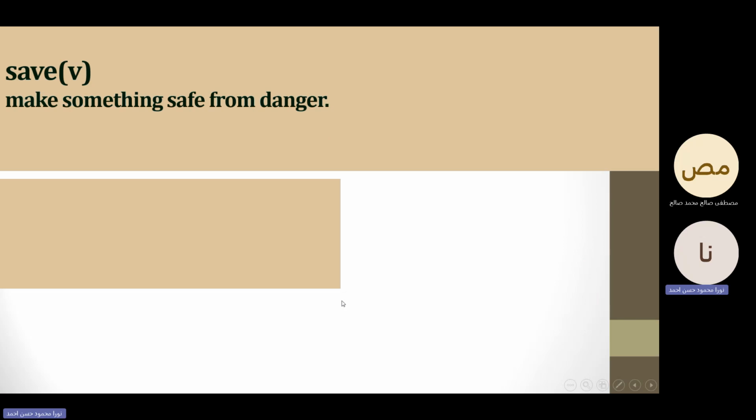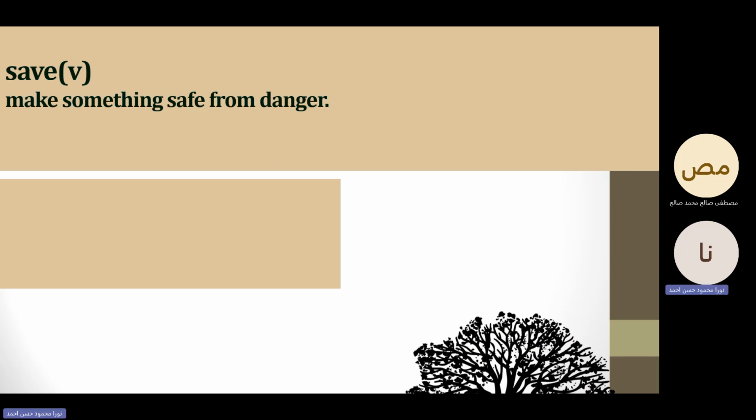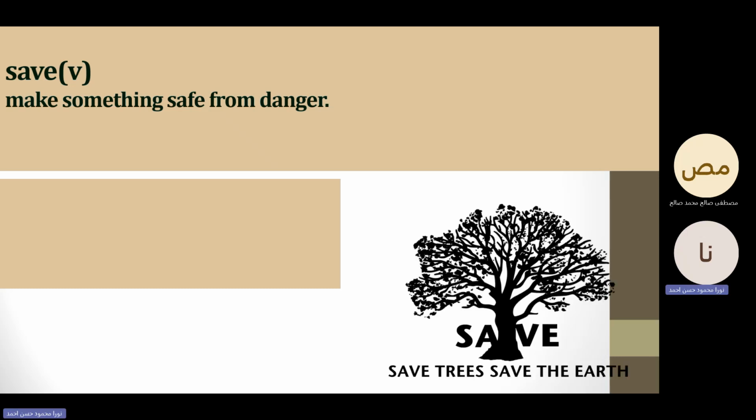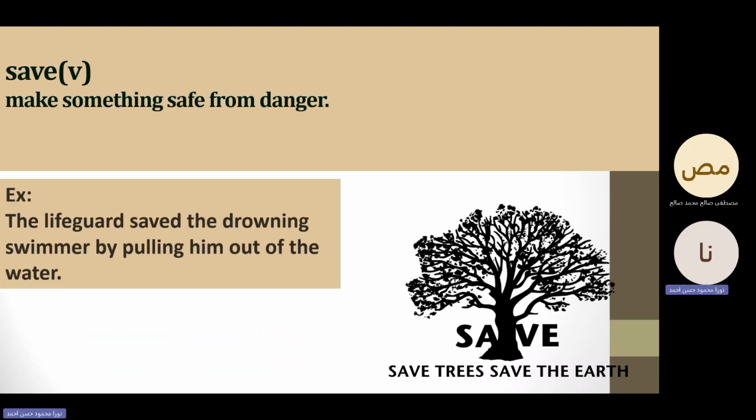The next verb here is save. Save. It means to make something safe from danger. Okay, like saving trees to save and protect Earth. Save. For example, the lifeguard saved the drowning swimmer by pulling him out of the water. Okay, save.